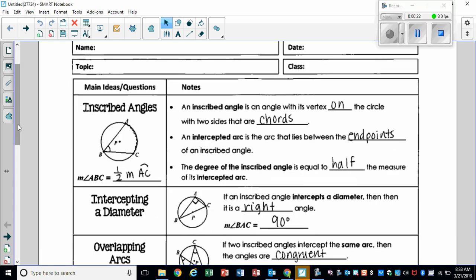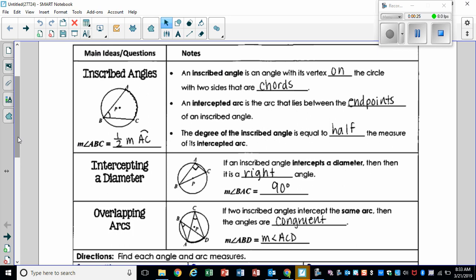So this is the definition. An inscribed angle is an angle with its vertex on the circle, with two chords intersecting. You can see that B is on the circle and two chords intersect, creating that angle, which is called inscribed. Then we have an intercepted arc, which in this case is AC, the arc that lies between the endpoints of the inscribed angle.